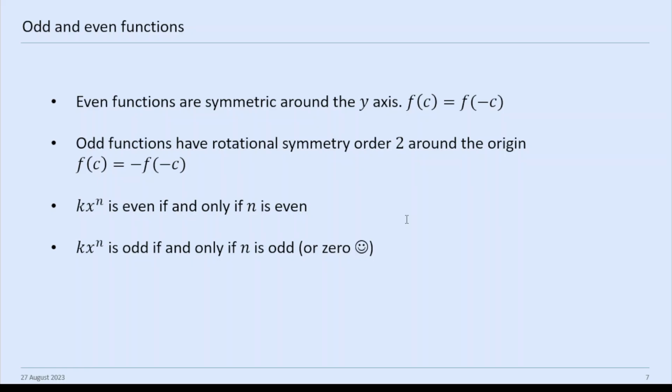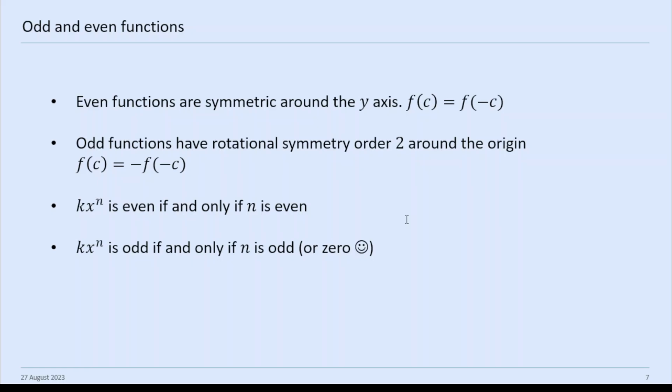Odd functions have rotational symmetry of order 2 around the origin, so you can spin them by 180 degrees and they fall back on themselves. So y equals x cubed is like this, y equals x is like this. With y equals x cubed, if you put a pin in the origin and rotate it by 180 degrees, it just lands back on itself. So that's an odd function.